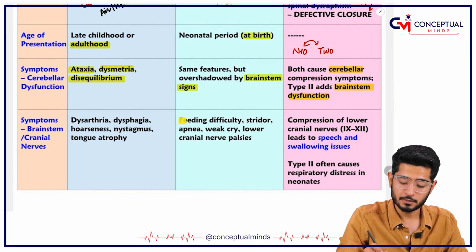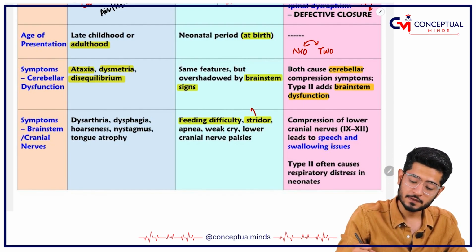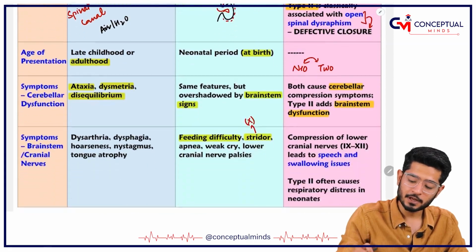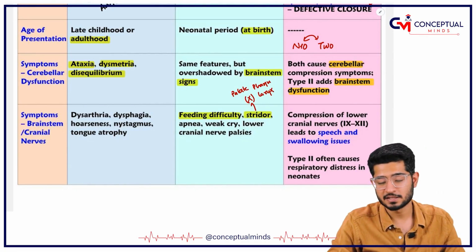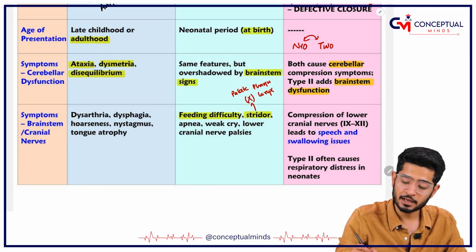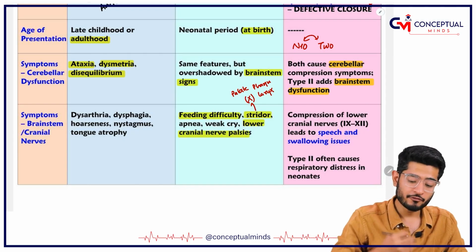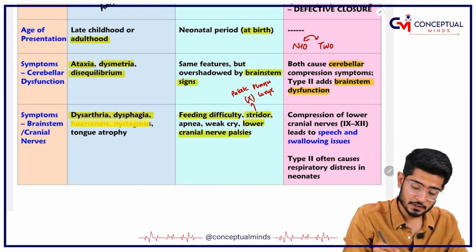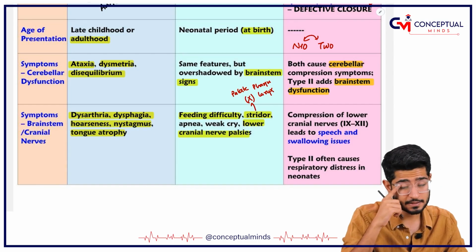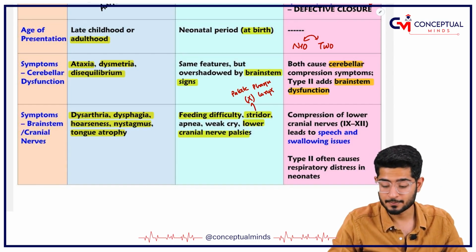Like, there will be feeding difficulty, there will be stridor. Why is there stridor? Because of the 10th cranial nerve involvement, that is supplying your palate muscles, your pharynx muscles, your larynx muscle, and since these muscles are not functioning properly, there will be stridor, apnea, weak cry, lower cranial nerve palsies can also occur, whereas something like dysarthria, dysphagia, hoarseness of voice, nystagmus, all these things can occur in Arnold-Chiari type 1.